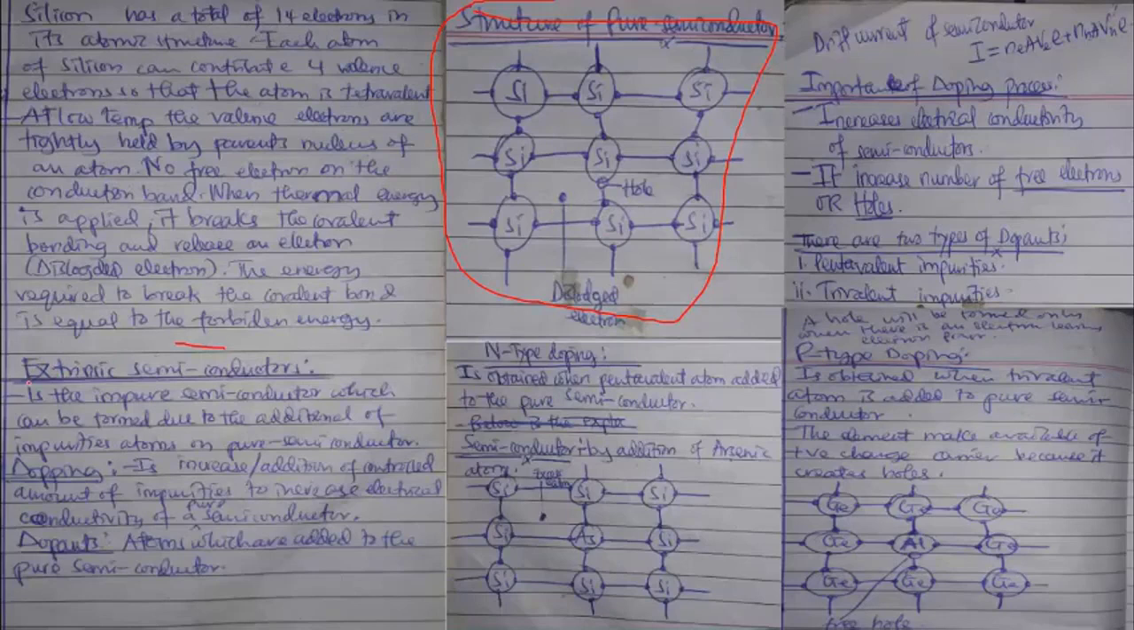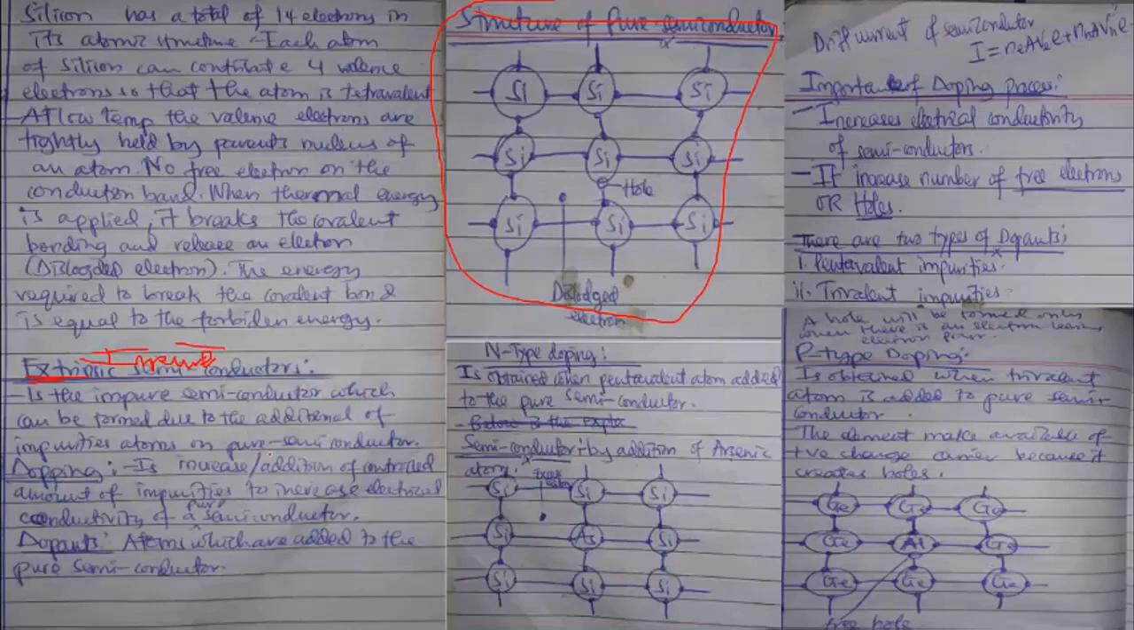Again, the second type, we have extrinsic semiconductors, which are impure semiconductors. It is the impure semiconductor which can be formed due to additional impurities or atoms added to the pure semiconductor. So you find a pure semiconductor like this, and some atoms which are not silicon are added, so that they can enhance or promote the conductivity of such semiconductors.